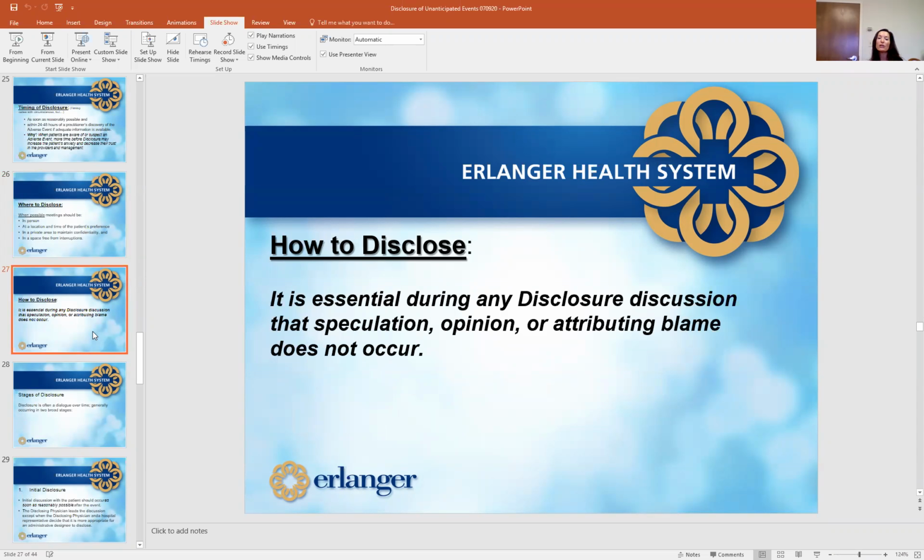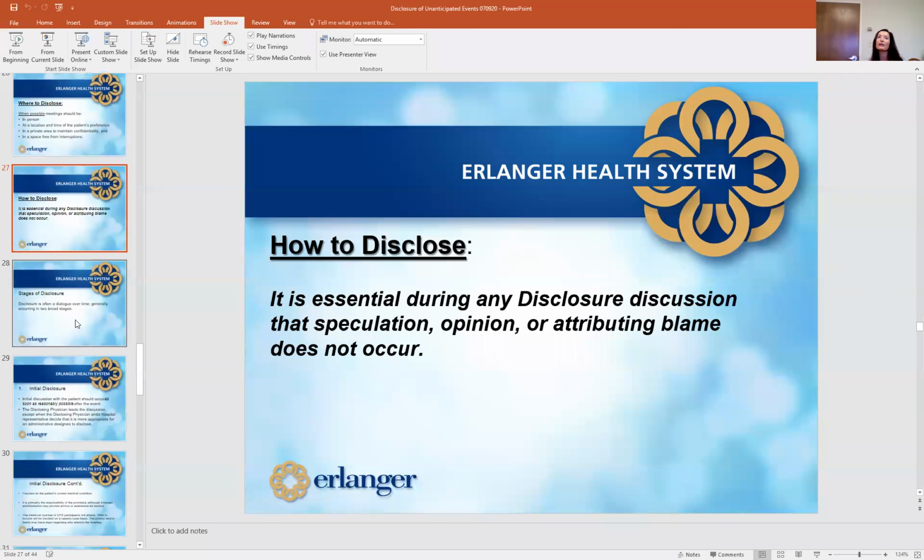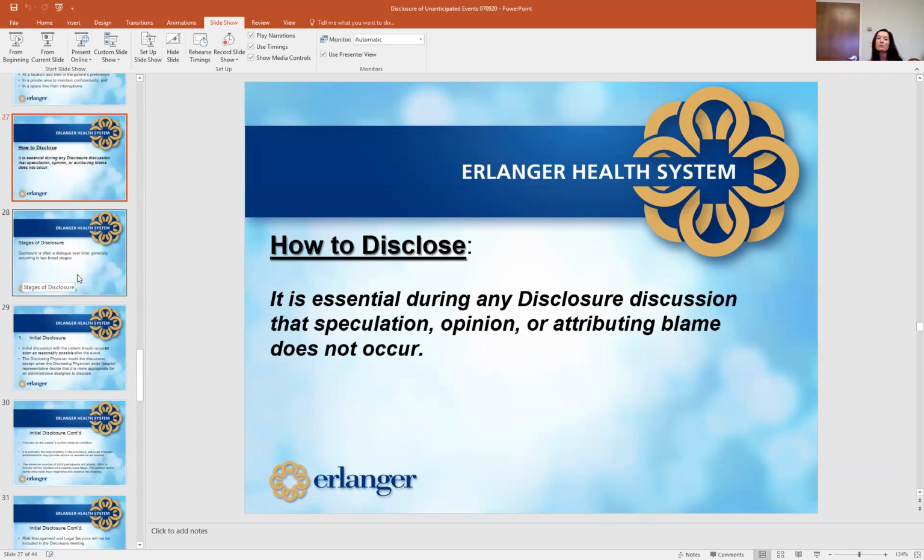So this is the key, and I want you to always remember this. I've seen many times where this didn't happen. But when you disclose an adverse event, you do not want to engage in any speculation, your opinion, and you certainly do not want to start blaming other people. Again, we're trying to promote a just culture and process improvement. And frankly, usually when you're having the beginning disclosure discussion, we'll come back to the stages of disclosure in just a moment, you don't have all the information in front of you, okay? So what I always tell people is just the facts, ma'am.